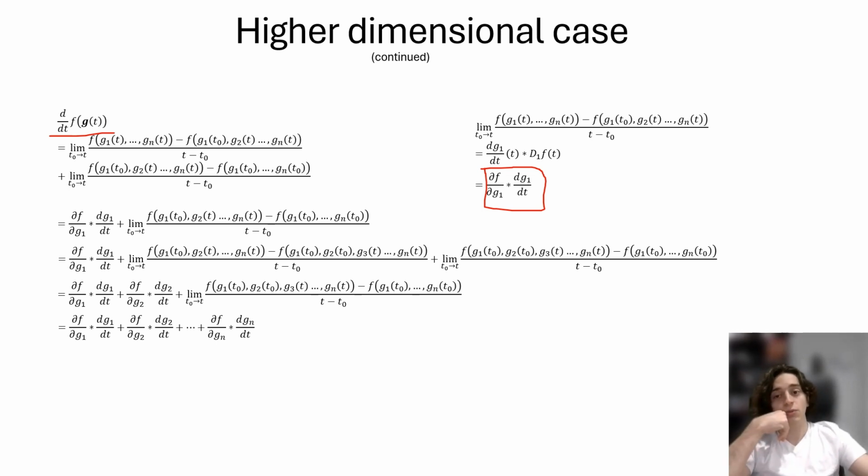This is formally the higher dimensional simple case, where f maps from R^n to R, and g maps from R to R^n. The derivative on the left hand side is in fact equal to this sum, where every element of the sum is of the form the derivative of f with respect to the ith component times the derivative of the ith function of g with respect to t. The partial of f is evaluated at g of t, and the derivative of g is just evaluated at t.